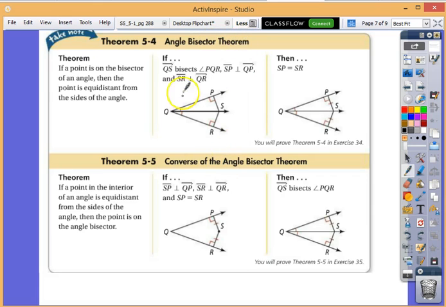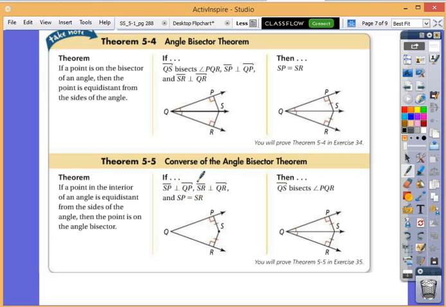All right, so the other thing I want to talk to you about is the angle bisector theorem. The angle bisector theorem says that if you bisect an angle, any point on that bisecting angle line is going to be equidistant from the two sides of the angle. Now remember, equidistant implies perpendicular length. So if QS bisects angle PQR, and we're looking at SP and SR, the distance between the two lines, that means they're perpendicular, then these two will also be congruent.